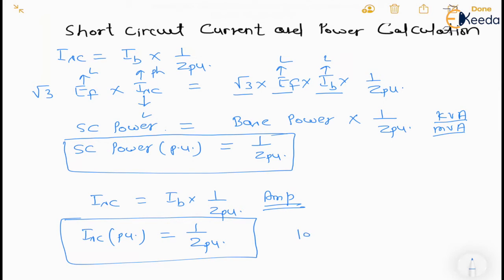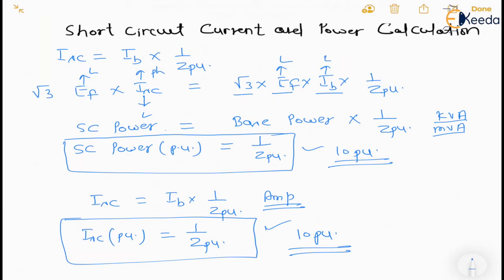If the short circuit current is 10 pu, then the short circuit power is also 10 pu. Always need to remember this. So the per unit value of current as well as power will always be the same, and if we multiply the corresponding base with current, then this will become short circuit current, and correspondingly if we multiply with the power, then that will become short circuit power. So these two formulas you need to remember.